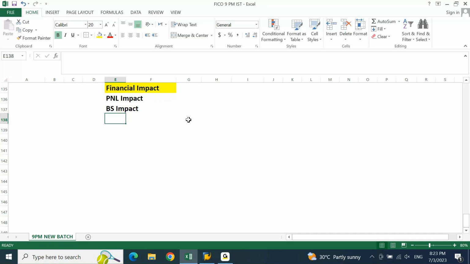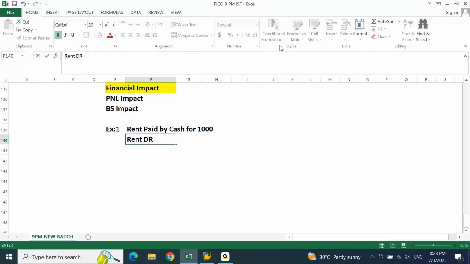For example, example number 1, same thing I'm going to repeat: rent paid by cash for 1000. What will be the accounting entry for it? Rent debit, cash account credit. I am going to put 1000 on the debit side and 1000 on the credit side. I'll do a total, and this becomes 0. Now tell me, is this going to have a P&L impact or a balance sheet impact or both? What is the impact on my financials with this accounting entry?